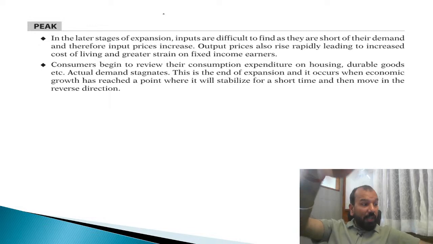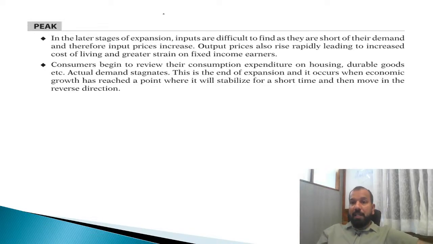If you have already reached the peak, then you need to understand the later stage: expensive inputs are difficult to find because of their demand, and therefore input prices increase. Once the input prices of products and services increase, the output prices also increase. That is called cost-push inflation. So when the input prices of any product and services increase, output prices have to increase rapidly, leading to an increased cost of living and greater strain on fixed income earners.